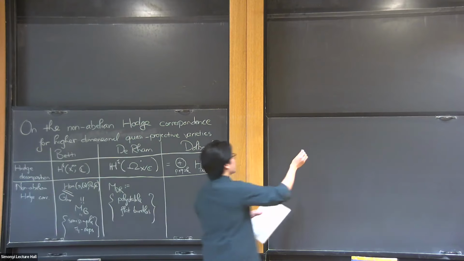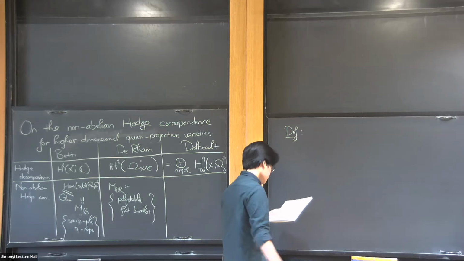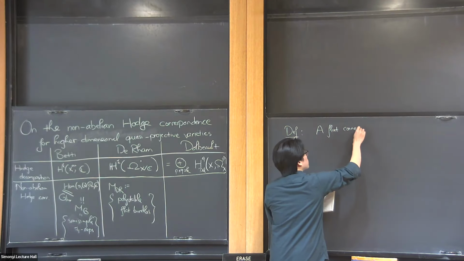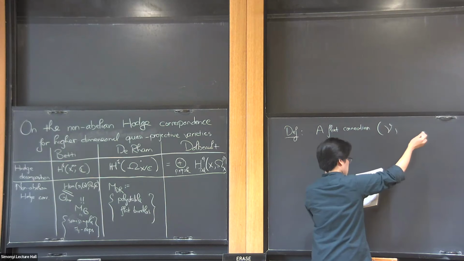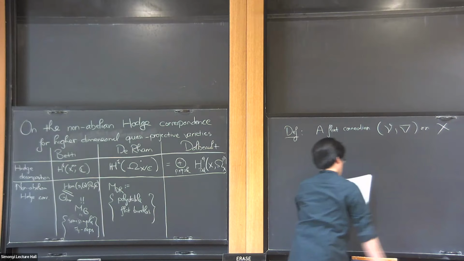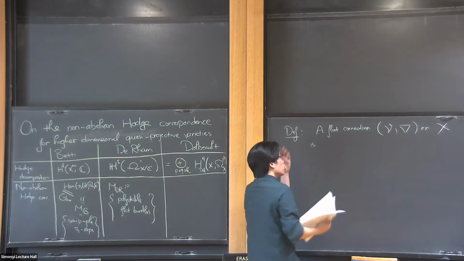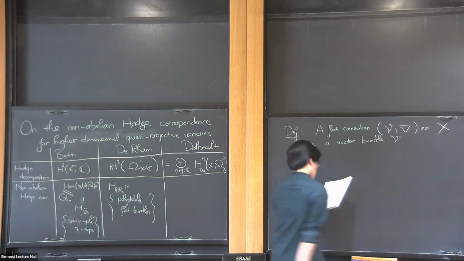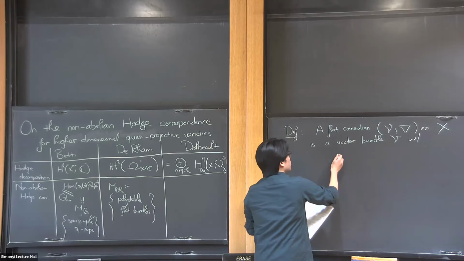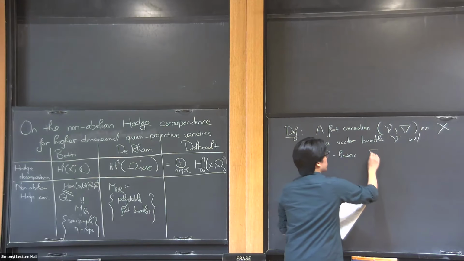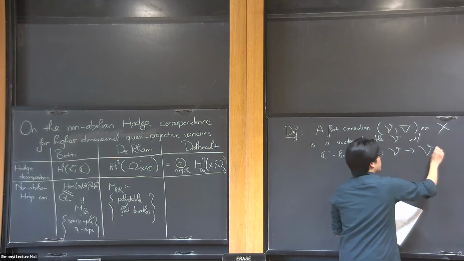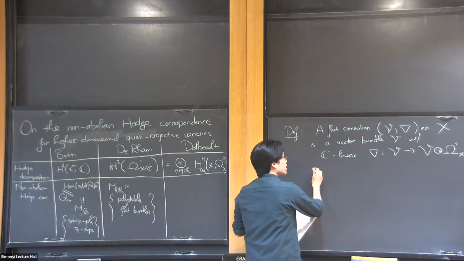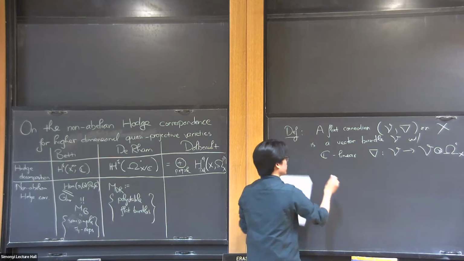And let me maybe remind you of the definition of flat bundles on a projective X. So a flat connection (V, nabla) on X is just a vector bundle V, so a locally free sheaf, equipped with a C-linear map nabla from V to V tensor with the cotangent bundle of X, satisfying the product rule and having curvature 0.